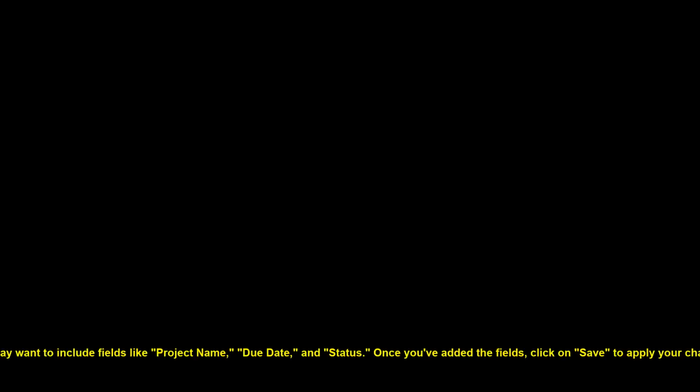Select the layout you wish to modify for project tracking. In the Layout Editor, you'll see various fields and sections. To add a field, drag the desired field from the top section into your layout. You may want to include fields like project name, due date, and status. Once you've added the fields, click on Save to apply your changes.